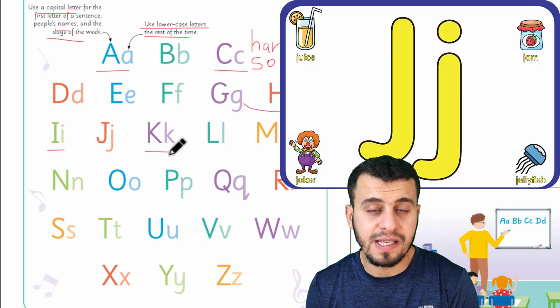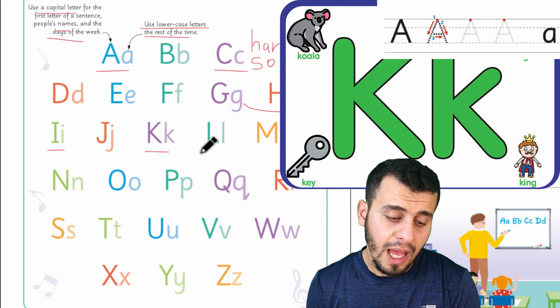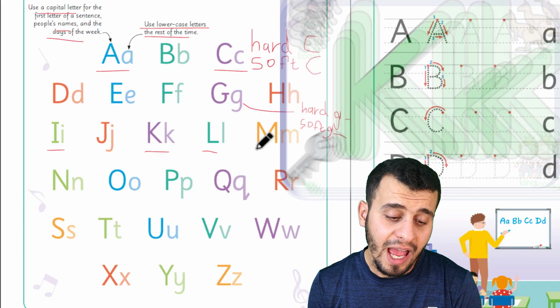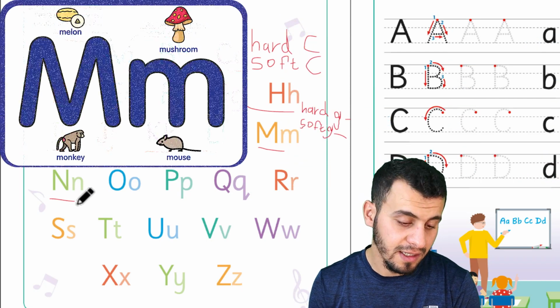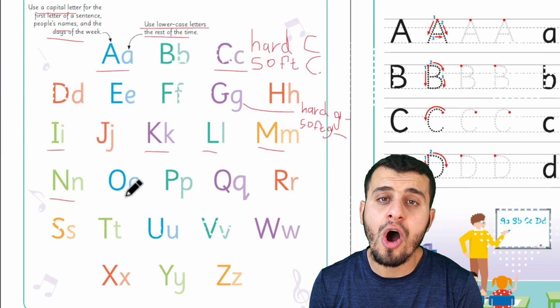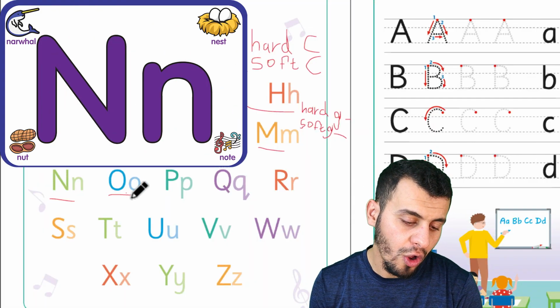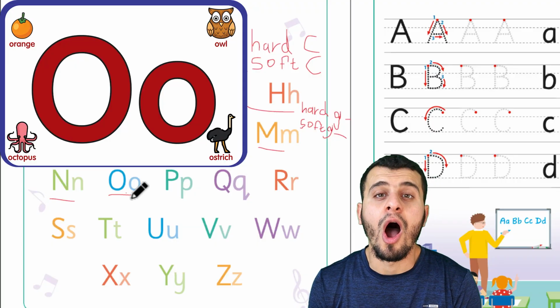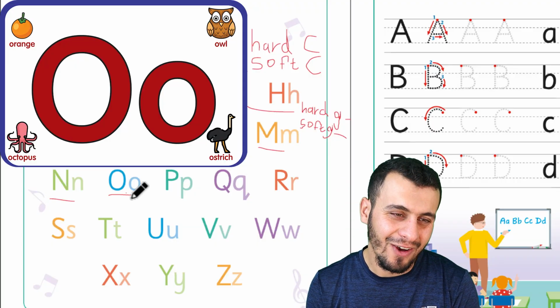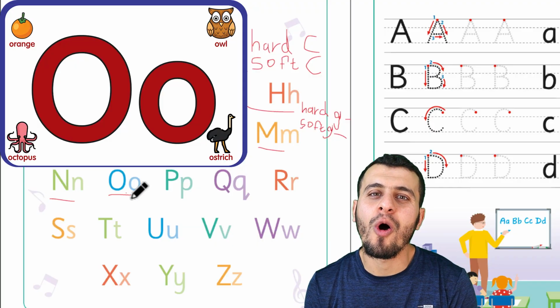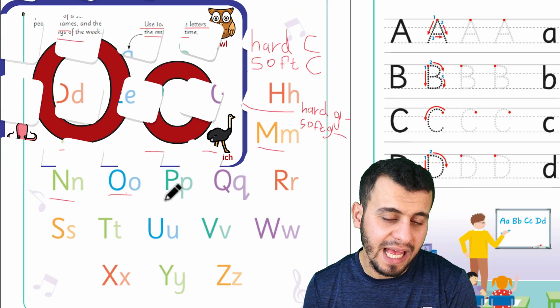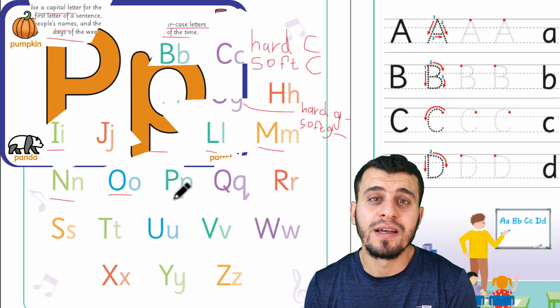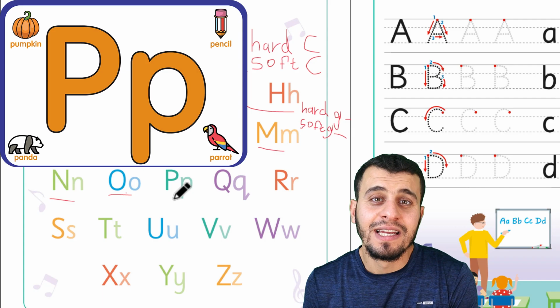K says k. L says l. M says m. N says n. O says o. For example, we say open, okay? Or we say pop, P-O-P, o. So O says o. P says p. Got the P, the pen, okay?